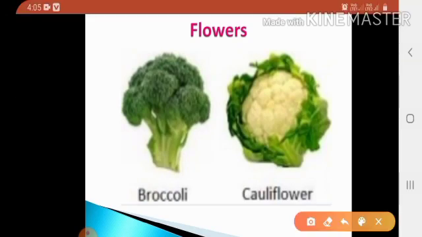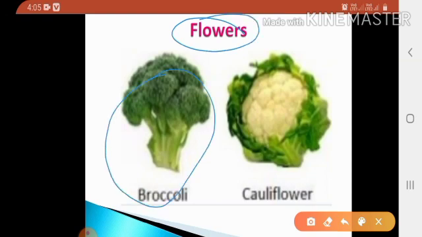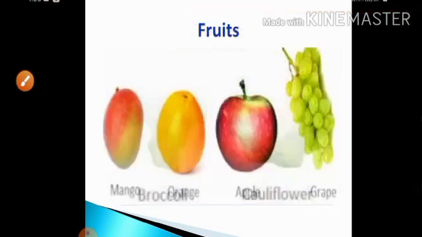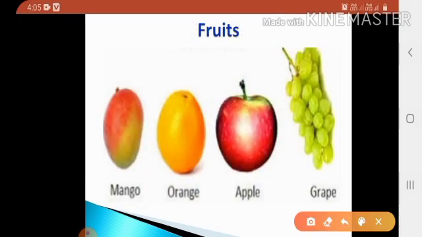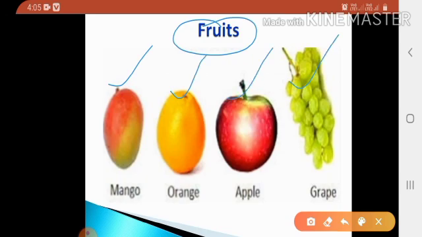Now, let's come to the flowers. In case of broccoli and cauliflower, we consume flowers. The part which we eat is the flower of that plant. In the same way, fruits. Like mango, orange, apple and grapes. These are examples of fruits. These are the fruits of the plant which we eat as our food.